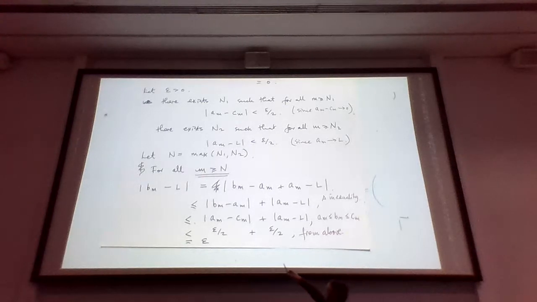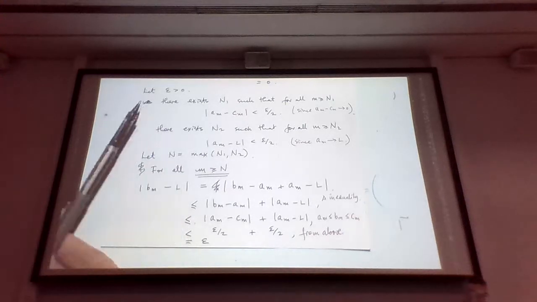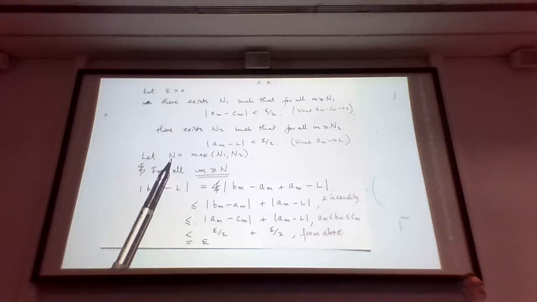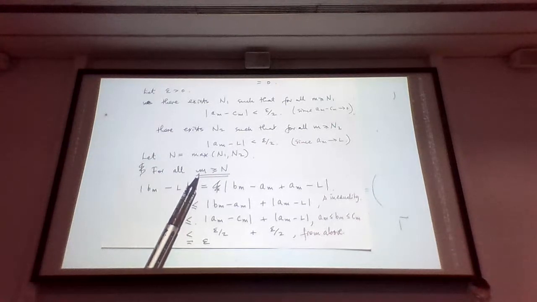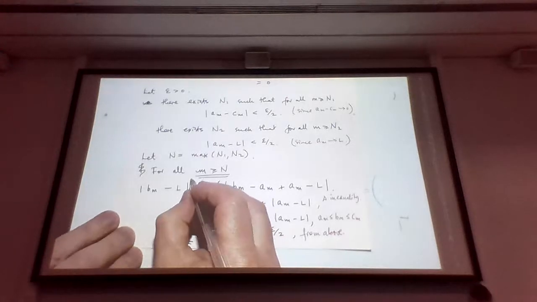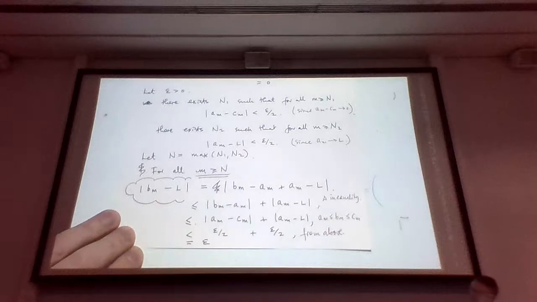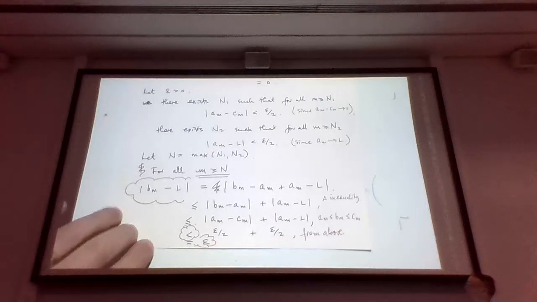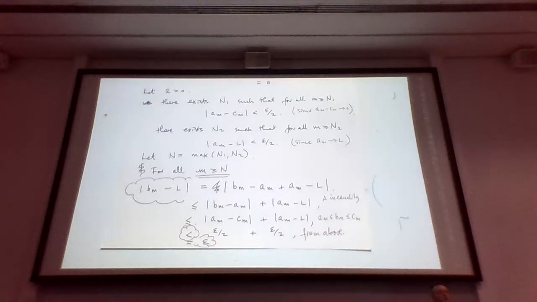So we have proved that for any value of epsilon, so I took a general positive epsilon here at the top, there does exist a point, capital N, and for every value of the index little n bigger than or equal to N, the absolute value of Bn minus L is strictly less than epsilon. So that's exactly the formal definition of convergence that we need to prove.